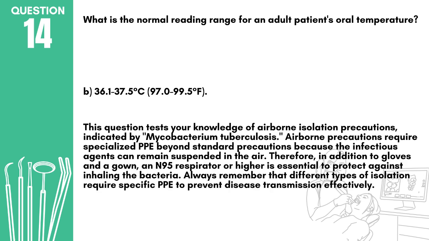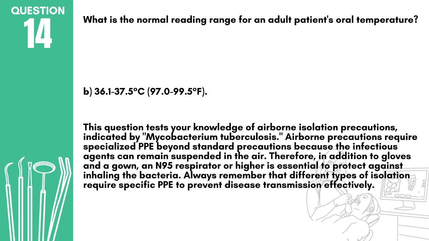Answer B. 36.1 to 37.5 degrees Celsius, 97.0 to 99.5 degrees Fahrenheit. This question assesses your essential knowledge of vital signs, a fundamental aspect of patient assessment. The keyword normal reading range for an adult patient's oral temperature refers to a standard physiological parameter. A healthy adult's oral temperature typically falls within the range of 36.1 degrees Celsius to 37.5 degrees Celsius, 97.0 degrees Fahrenheit to 99.5 degrees Fahrenheit.